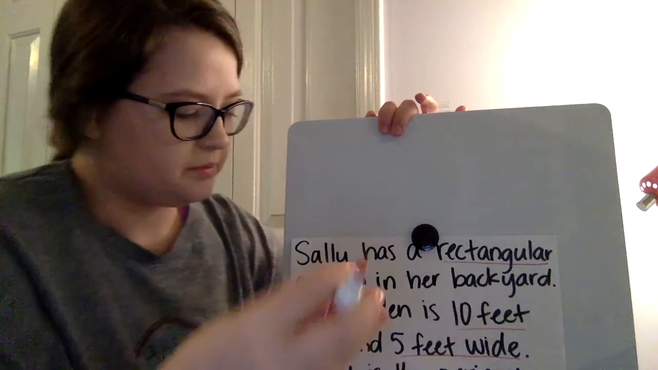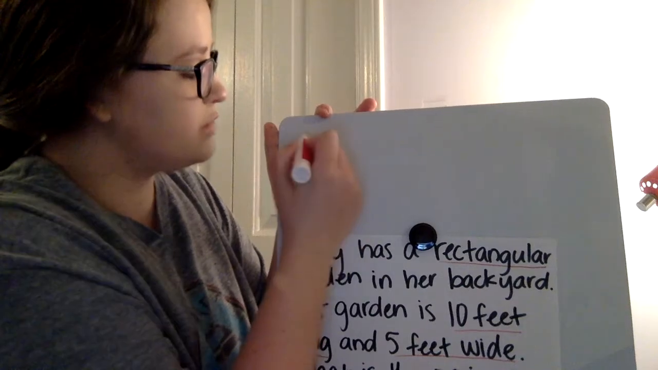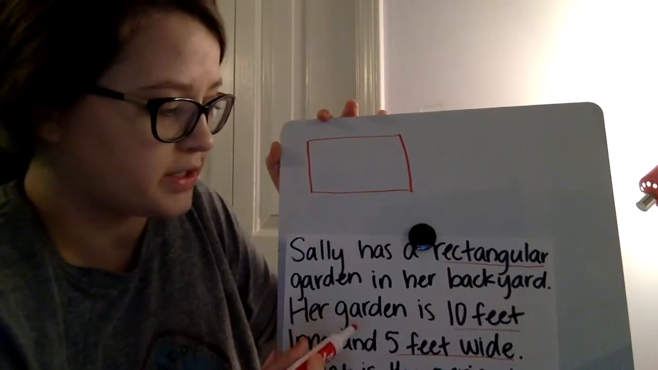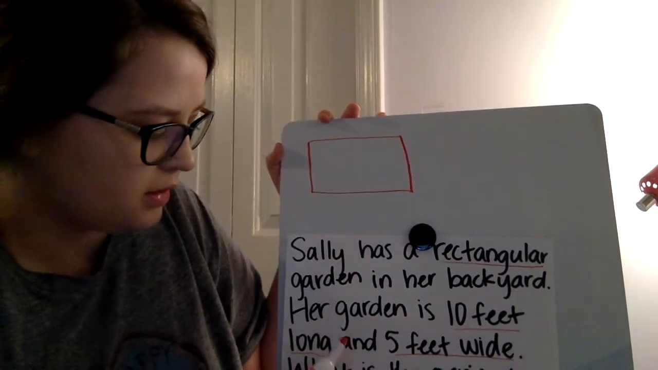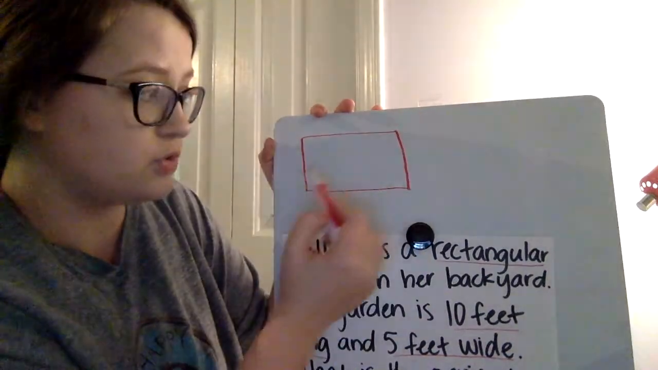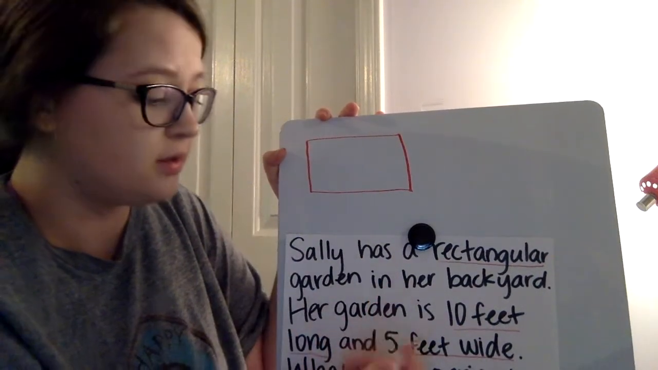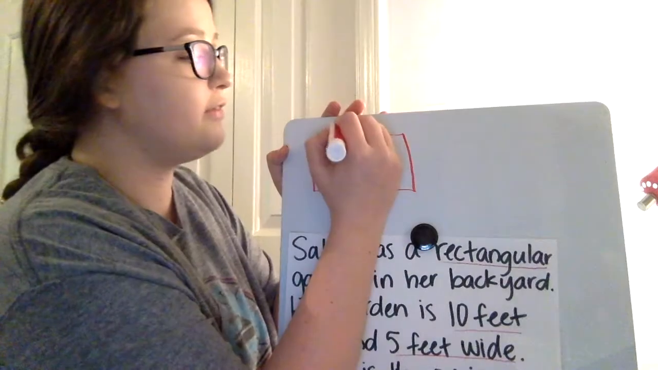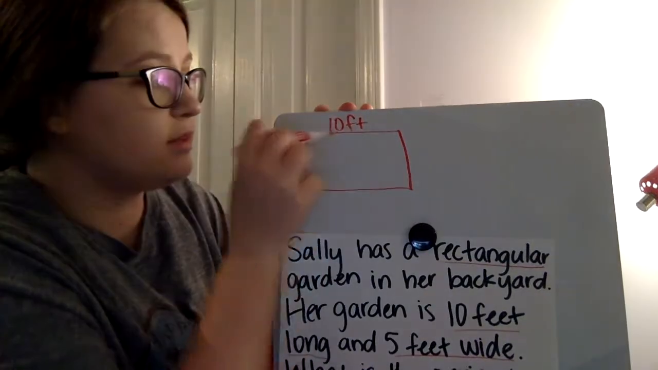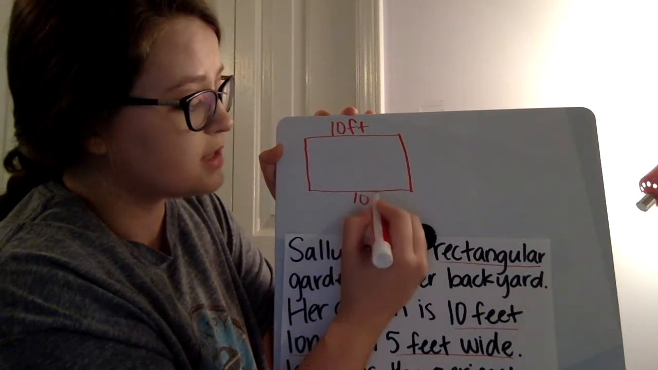So let's read. Sally has a rectangular garden. So we said we know it's a rectangle. So let's draw the garden. So we've got a rectangular garden. Here's Sally's garden. Her garden is 10 feet long. So we said we know that it's got 2 longer sides, 2 shorter sides. And we know it's 10 feet long. So we know that the length, or how long it is, is 10 feet. And we know that the long side here is equal to the long side down here. So if this is 10 feet, then this has to be 10 feet too.